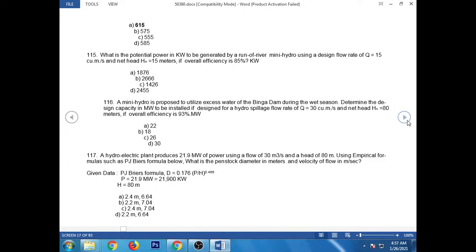Answer 615. What is the potential power in kilowatt to be generated by a run-of-river mini hydro using a design flow rate Q equal to 15 cubic meter per second and net head Hn equal to 15 meters if overall efficiency is 85%? No answer key. A mini hydro is proposed to utilize excess water of Abinga Dam during the wet season.